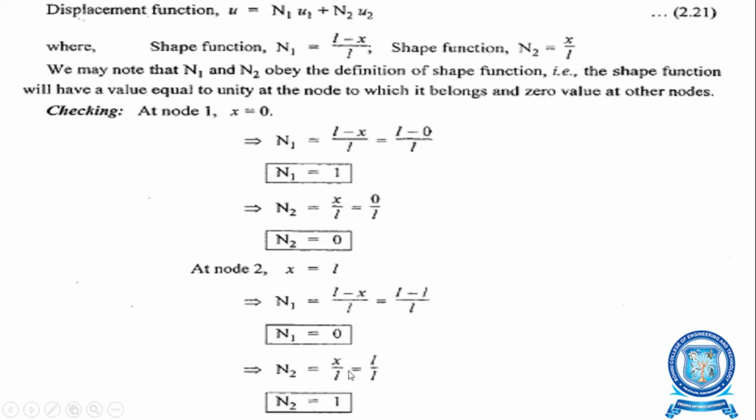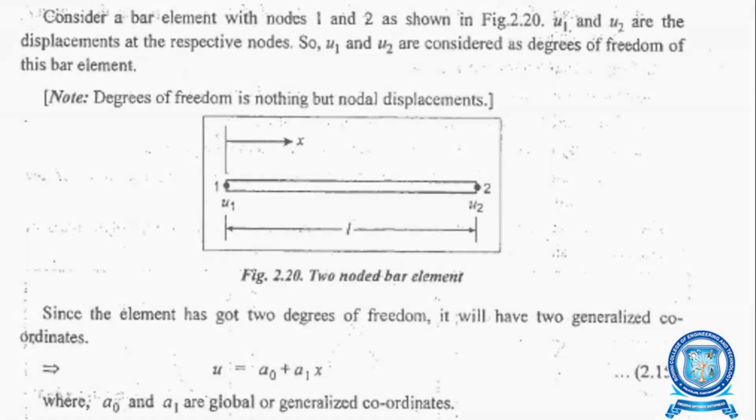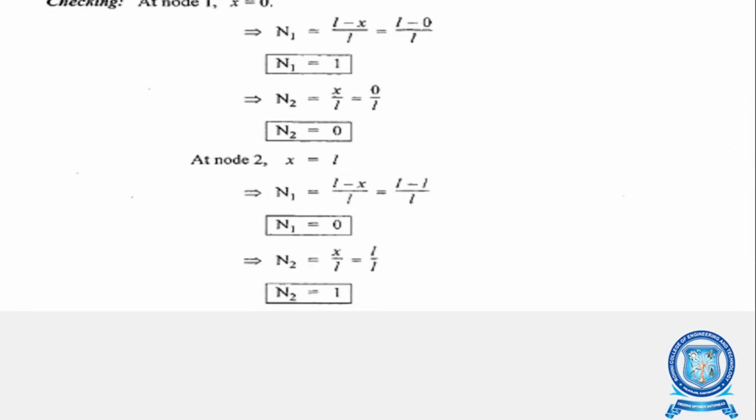Now substituting x equal to L at node 2 in N2, we get L by L, so N2 is equal to 1. We have obtained the shape function values. Now we are going to find the stiffness matrix K.